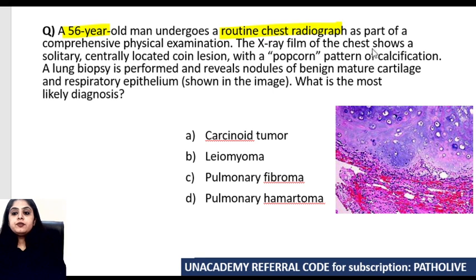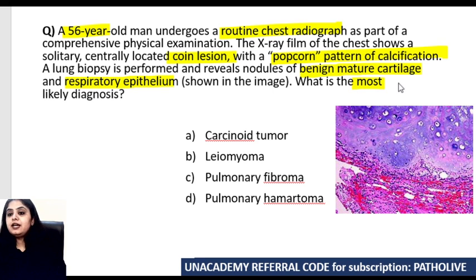The X-ray film of the chest shows a solitary, centrally localized coin lesion with a popcorn pattern of calcification. A lung biopsy is performed and we see nodules of benign mature cartilage and respiratory epithelium, and they've given me a picture also over here. What is the most likely diagnosis?